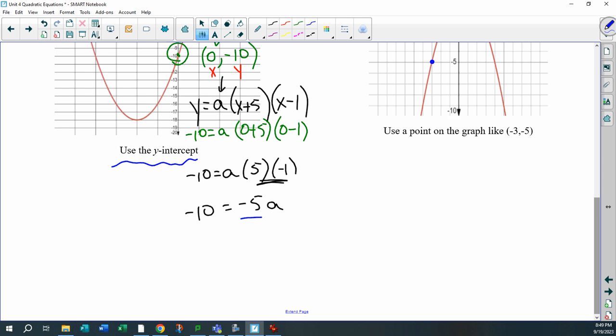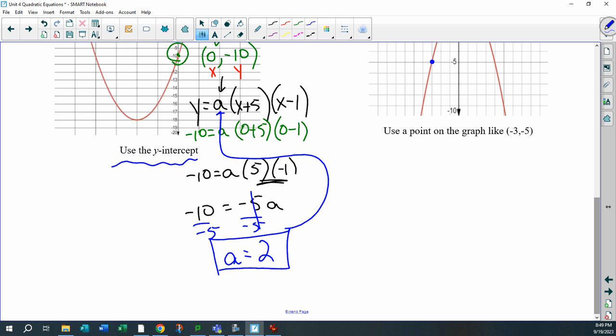Divide by minus 5. Divide by minus 5. Cancels. Look at that, A is 2. Now you can put that back into here and determine the equation. So right now, in factored form, this equation would be 2, x plus 5, x minus 1. See what I'm doing? The next thing then is you can expand this.